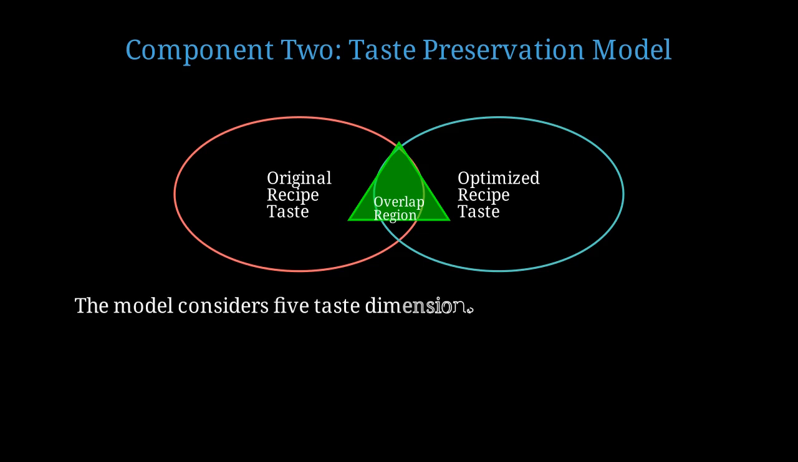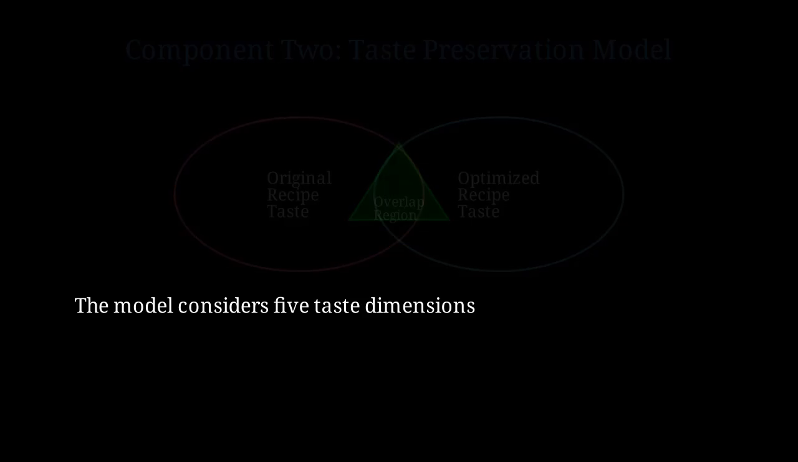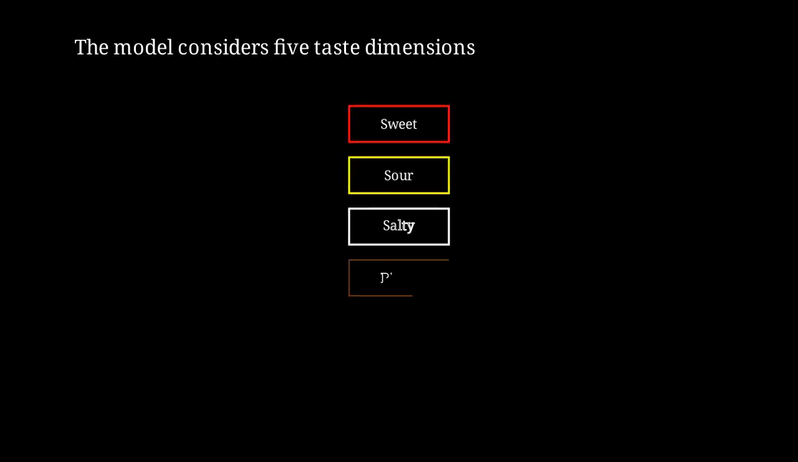The model analyzes 5 primary taste dimensions: sweet, sour, salty, bitter, and umami. But it goes beyond that to include aroma compounds, texture, mouthfeel, and even temperature perception. Here are the 5 basic tastes: sweet, sour, salty, bitter, and umami. The AI model quantifies the intensity of each taste in the original recipe and ensures the modified recipe maintains similar intensities across all 5 dimensions.